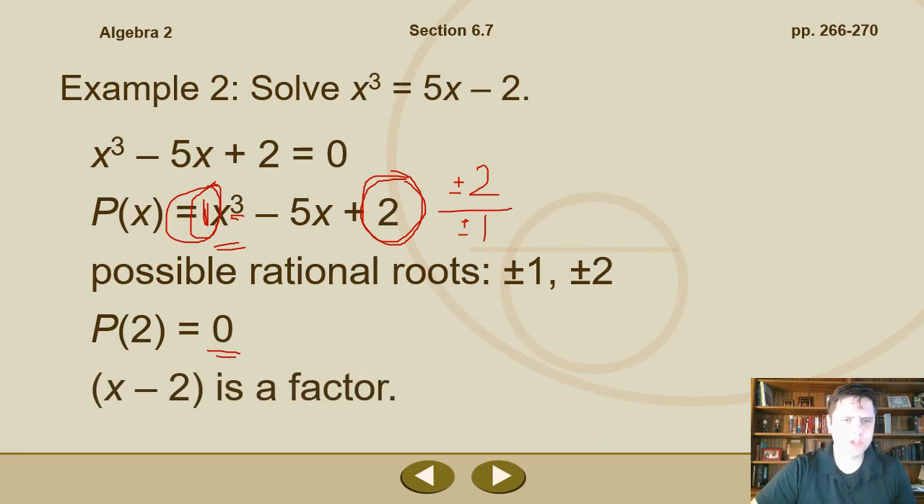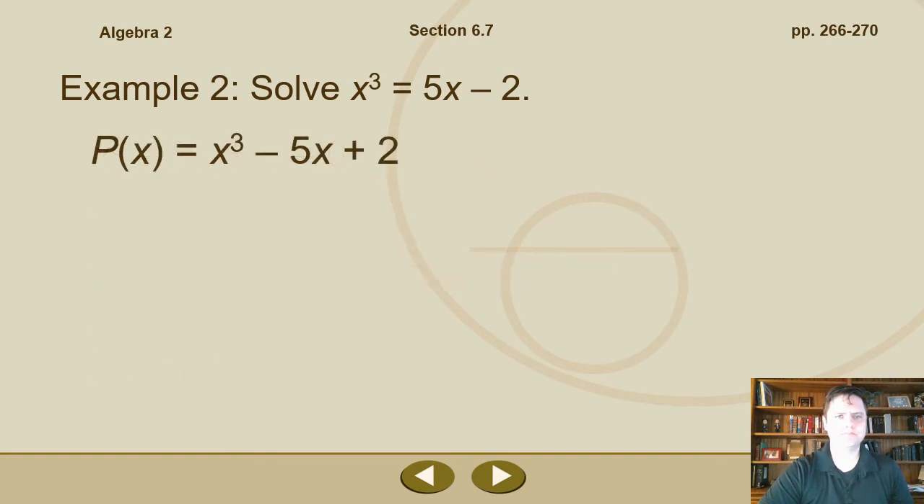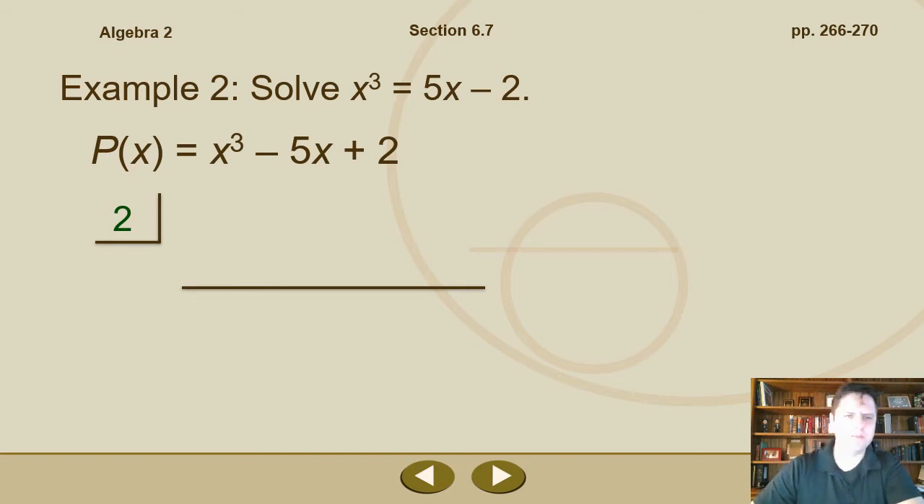Remember, we changed the sign from this. So it goes from 2 to a negative 2 here. So x minus 2 is a factor. That means that we can put the positive 2 into the box and do our synthetic division.